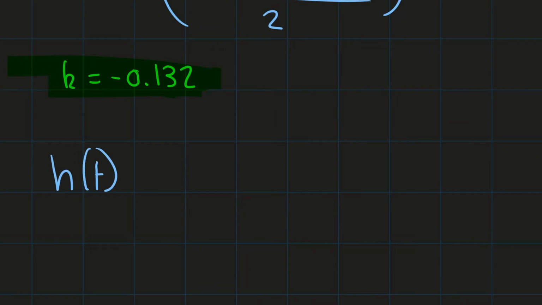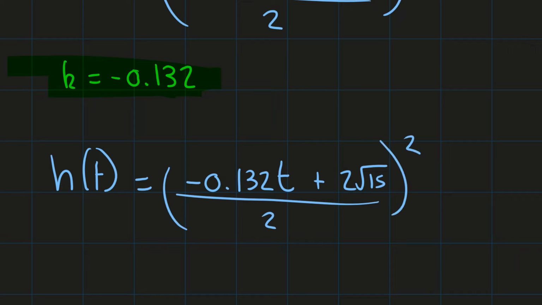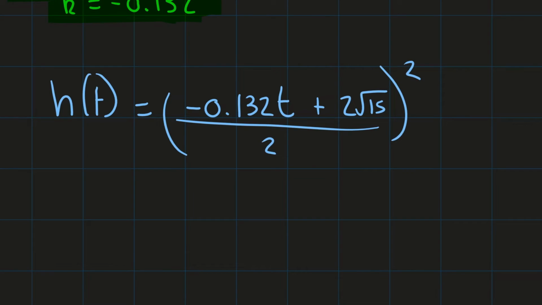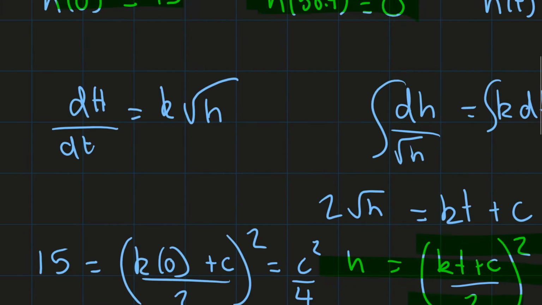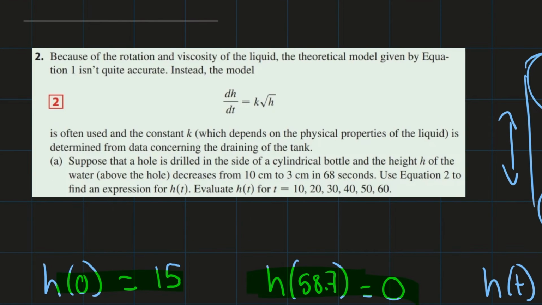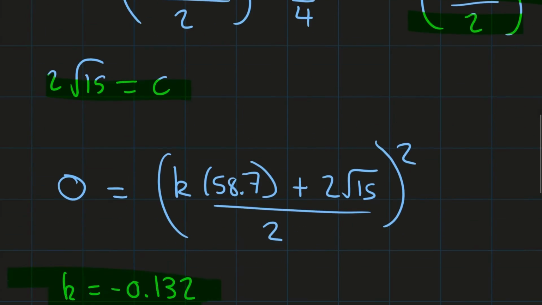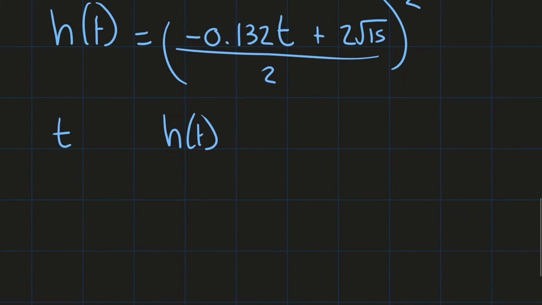Now, because we have all of the values we need for all the constants and variables, we have an h of t equation if we put everything together. So now that we have an equation for h of t, we're able to make a table for t and h of t, as they ask us, to get the heights for 10, 20, 30, 40, 50, and 60 seconds.